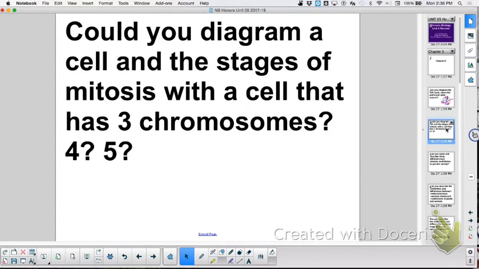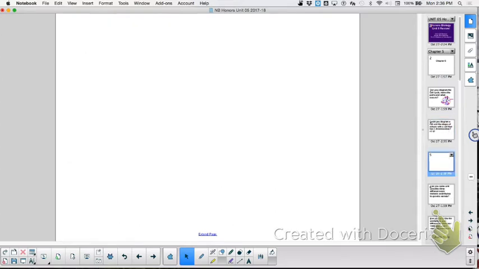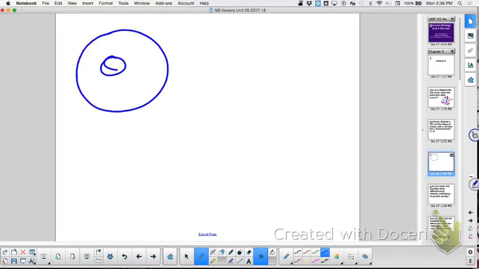All right, so it sounds like you know what's going on everywhere. Let's look at this one. Could you diagram a cell and the stages of mitosis with a cell that had 3 chromosomes, with one that had 4 chromosomes, with one that had 5 chromosomes? Could you? You did this with licorice, my friends. Should we practice? Let's do it with just 2 chromosomes. So I would probably show a stage. What stage would this be right here? Okay, perfect, good. And then I'd be going into mitosis.